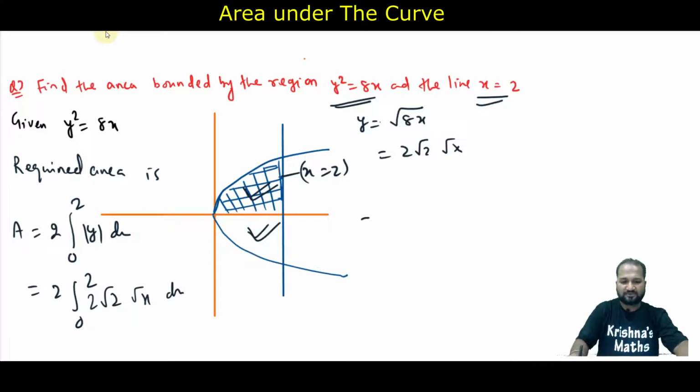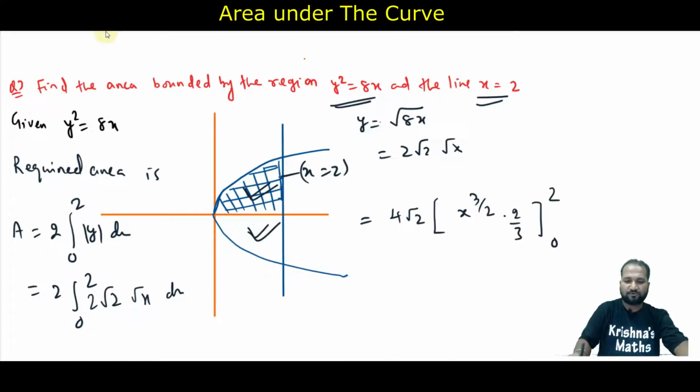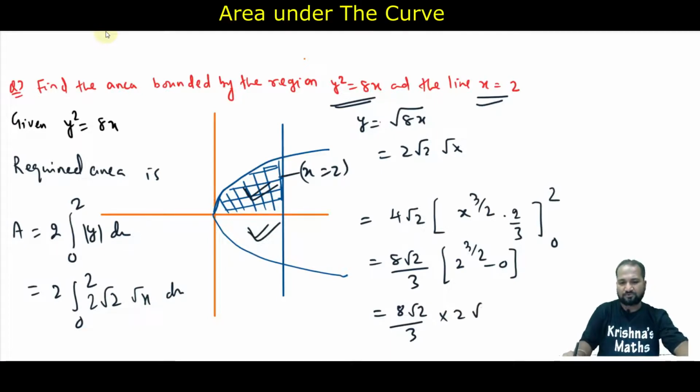So 2 root 2 outside, and 2 into 2 root 2 will be equal to 4 root 2. Integration of root x, x power half, half plus 1 will be 3 by 2, and this is 2 by 3, within the limit 0 to 2. Now 4 into 2 is 8 root 2 divided by 3 into 2 power 3 by 2 minus 0. 2 power 3 by 2 is 2 root 2. So this is 8 root 2 by 3 times 2 root 2, which is 32 divided by 3 square units.